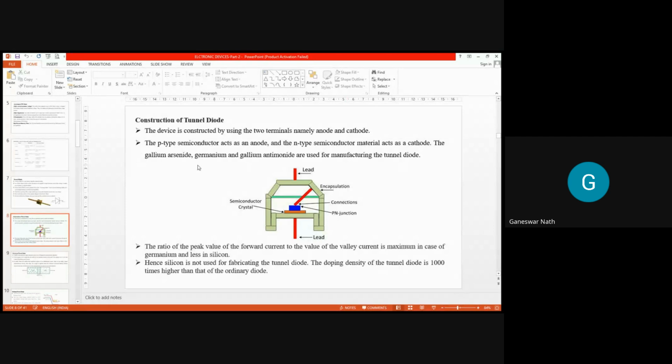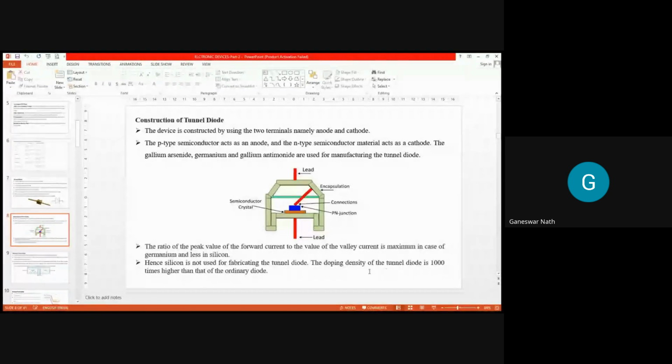As all of you know, gallium arsenide and germanium are all compound semiconductors having high affinity and can create a large number of charge carriers. The ratio of the peak forward current to the valley current is maximum in the case of germanium and less in silicon. So we are using germanium for construction due to these advantages, not silicon. Hence, silicon is not used in fabricating the tunnel diode. All of you remember, silicon is never used for making a tunnel diode, but rather we use germanium due to this reason.